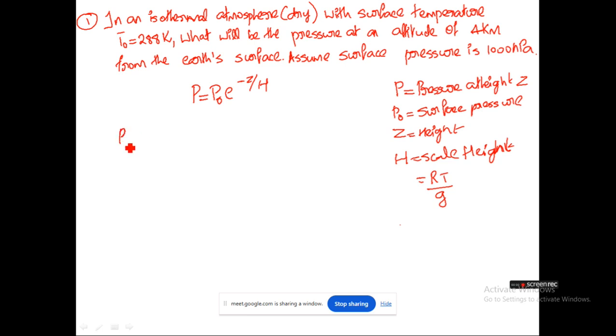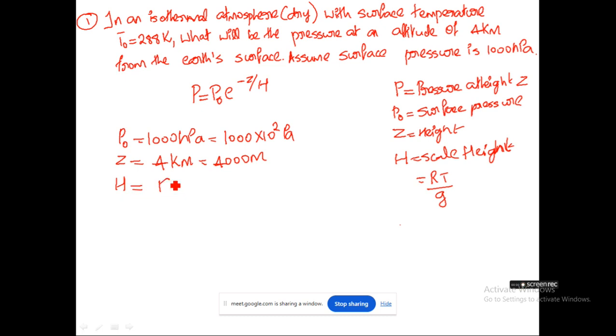What values are given? P0 has been given as 1000 hectopascal. 1 hectopascal is 100 pascal, so 1000 hectopascal is 1000 into 10 raised to 2 pascal. Z is the height at which we have to find the pressure, which is given as 4 kilometer, which will be 4000 meter. And scale height H we have to calculate from RD T by g.